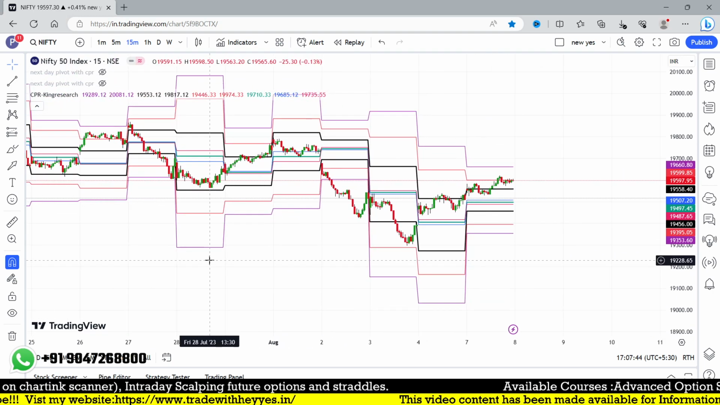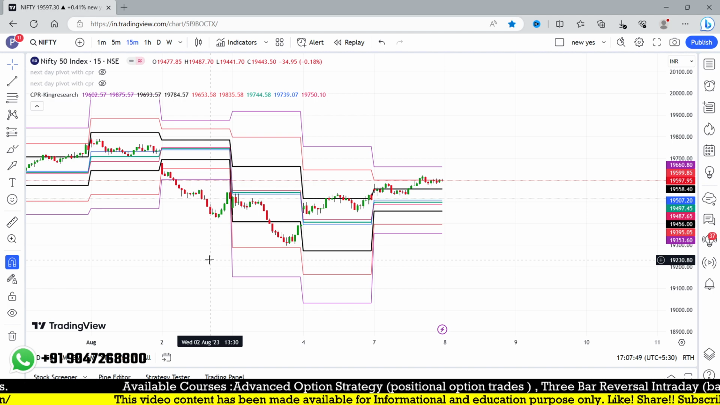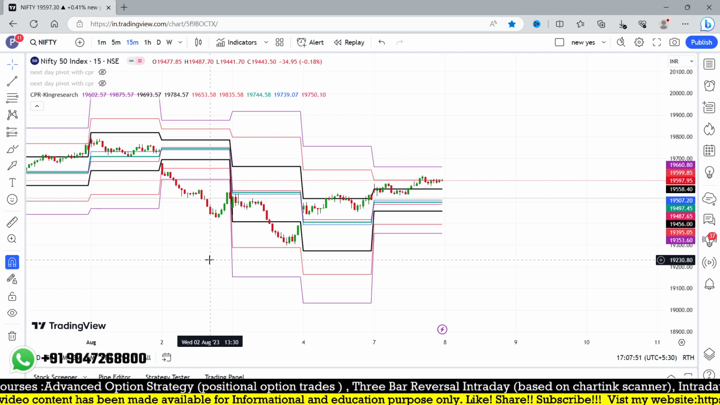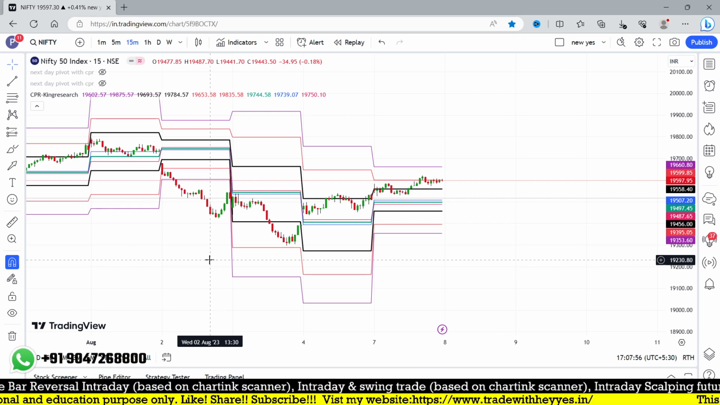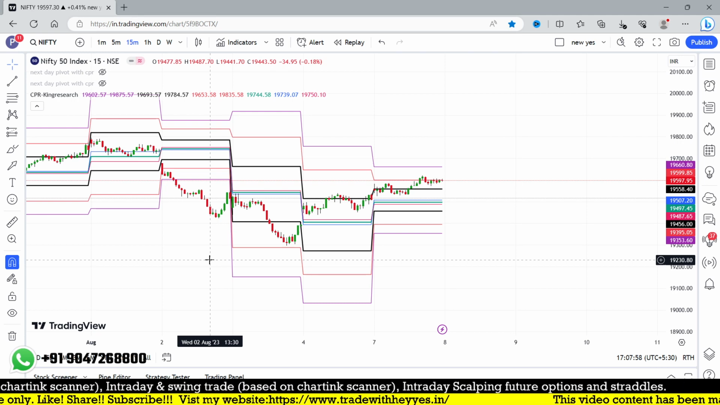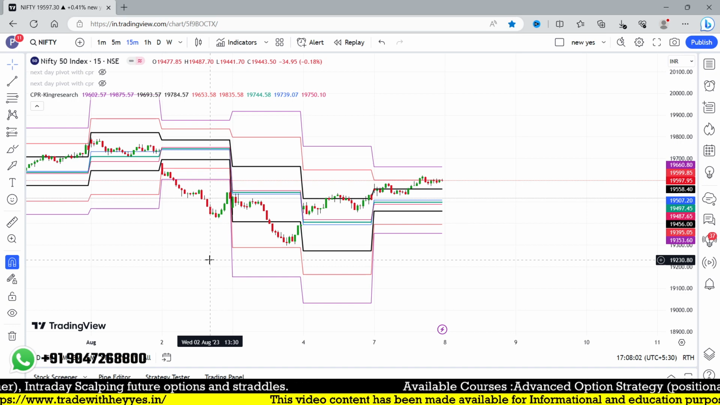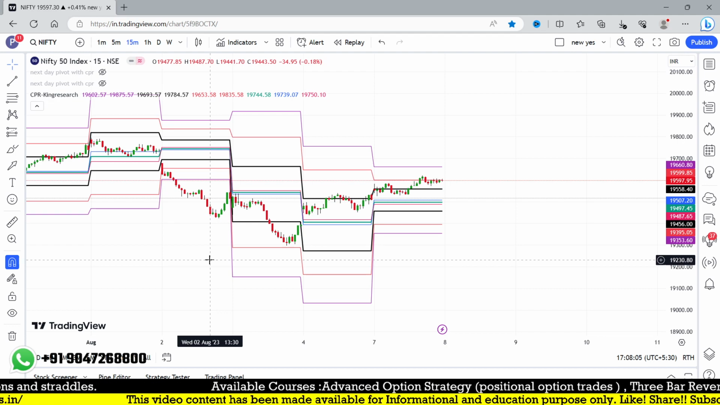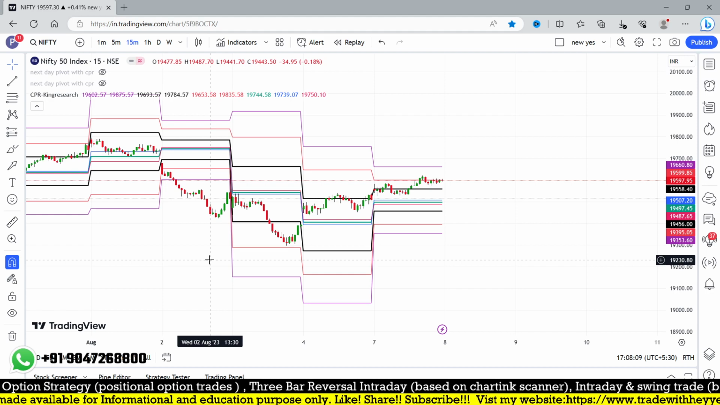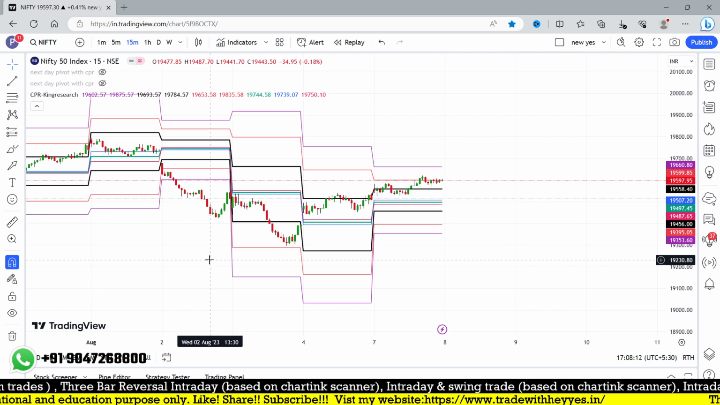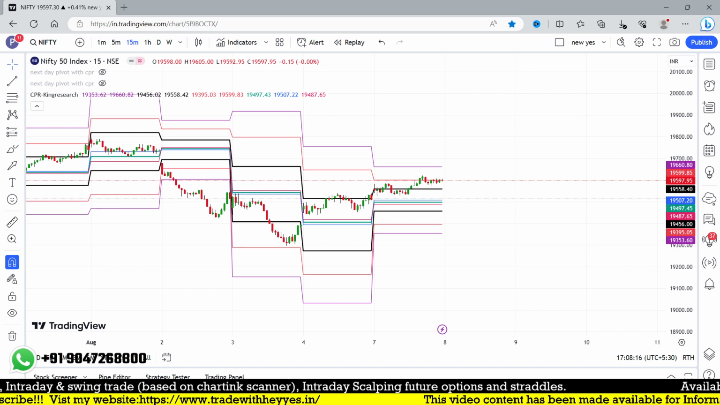In our video series, we are discussing the CPR indicator and how to create a sorting scanner with the CPR. We already created the custom indicator for TC, BC, PO, and our resistance 3 and support 3. So now, using that custom indicator, we can create scanners that help you find the right stocks for our trading opportunities. Based on that, we are going to create some scanners using that custom indicator.